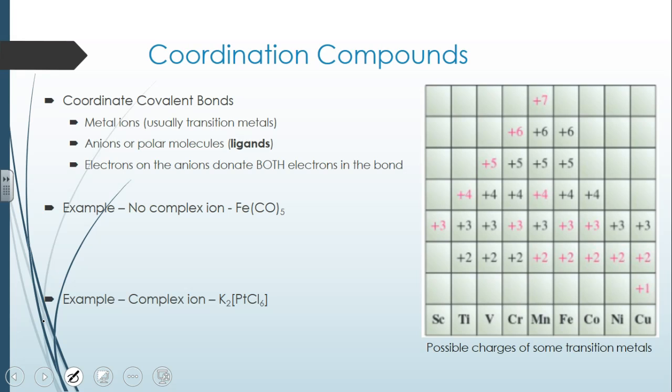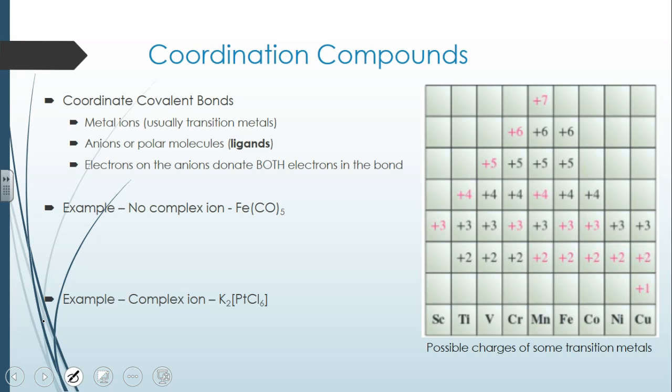Okay, and so what happens is the anion or the polar molecule will donate both the electrons in the bond, as opposed to them sharing them equally. And so that's what makes a coordinate covalent bond different from a regular covalent bond.